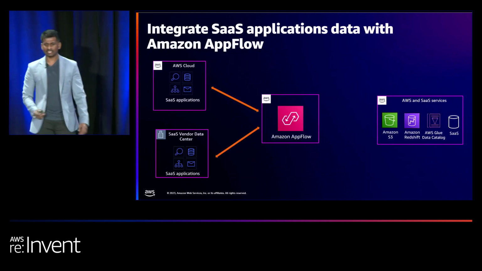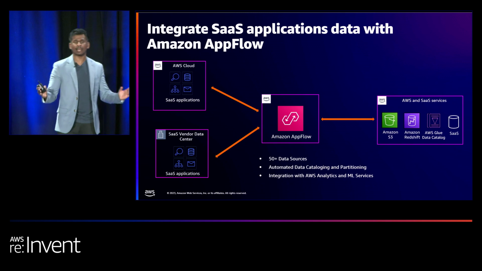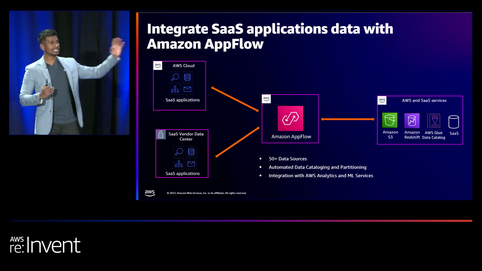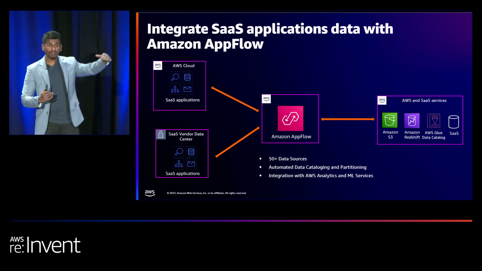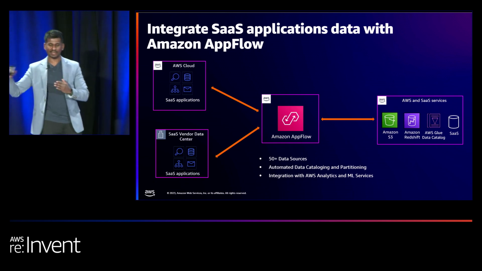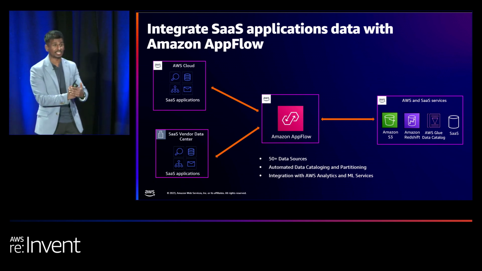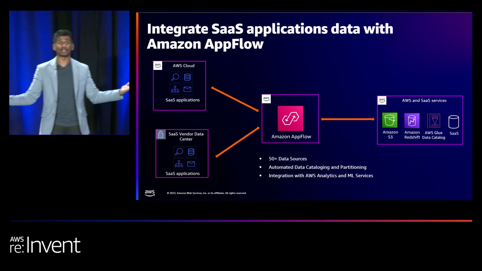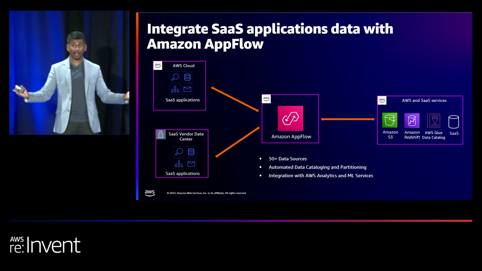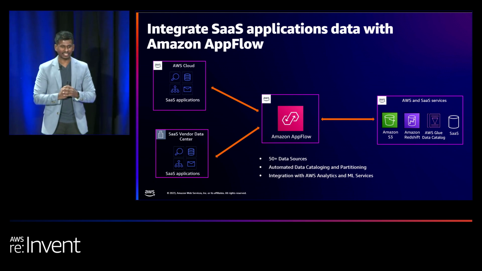Let's talk about Amazon AppFlow. Amazon AppFlow is a fully managed integration that helps you securely transfer data from those data sources to the AWS services, because we have a direct connector to services like Amazon S3. Let's say you want to store data in your data lake, you have S3. Or if you want to store data in your data warehouse, you can use Amazon Redshift.